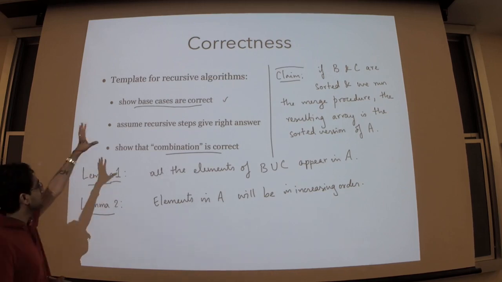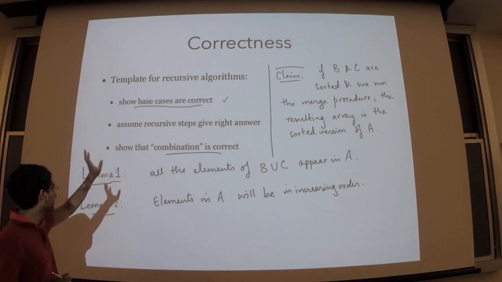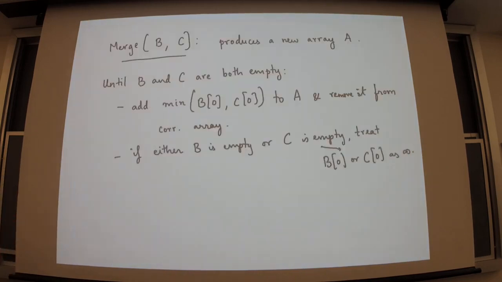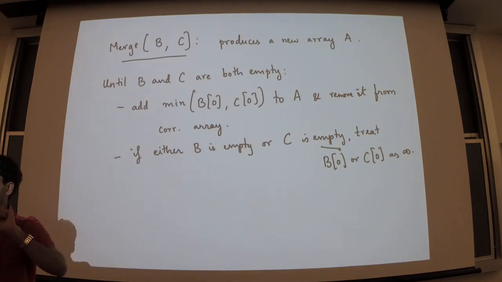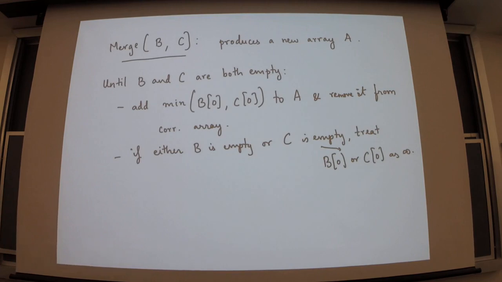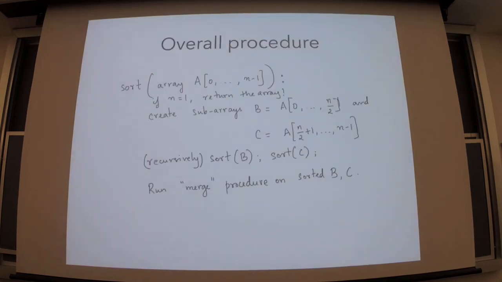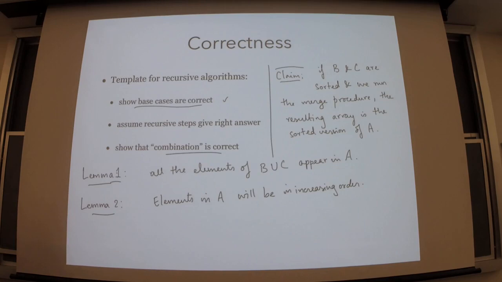When you're analyzing an algorithm, you should state the procedure like I did here, and then you analyze it, and then you make some lemmas about this procedure, and you argue that each of these lemmas holds. I'm just trying to be as formal as possible. Note that these two immediately imply the claim, because it says that all elements of B union C appear, and it will also say that they will be in increasing order.